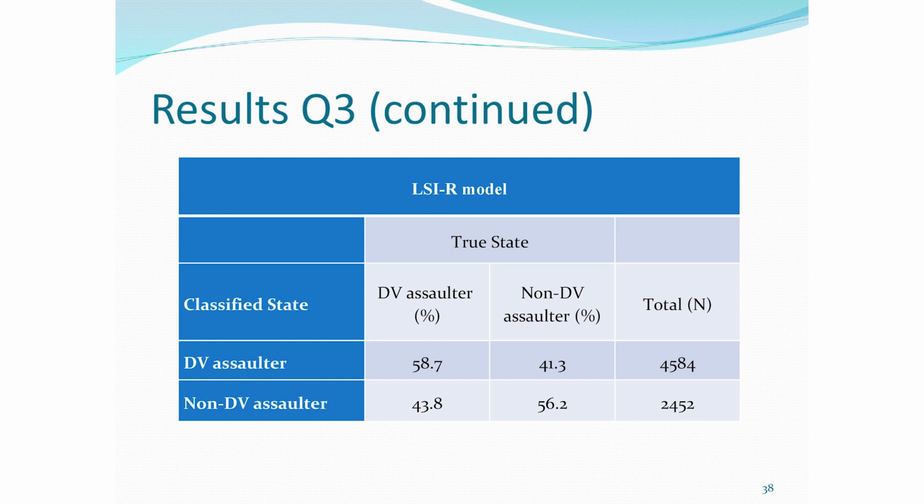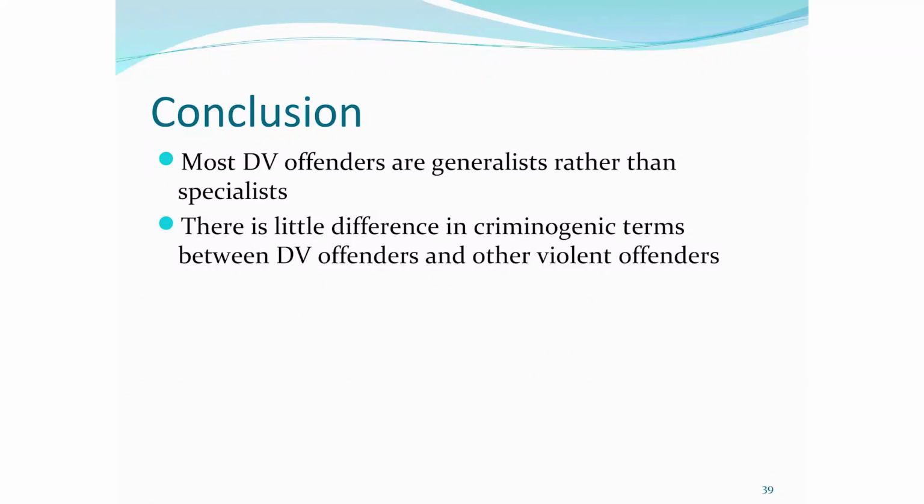So we tried to use the LSIR to see if we could separate people who only do DV assault from people who only do non-DV assault. And you can see, looking at the numbers straight away, we didn't do very well. It's a very poor basis on which to separate them. So what's the take-home message from this? Well, number one, most DV offenders, or at least those who wash up on the shores of the criminal justice system, are generalists rather than specialists. Only about a third of them turned out to be DV-only offenders. Two-thirds were doing lots of other stuff as well. There's little difference in criminogenic terms between them.